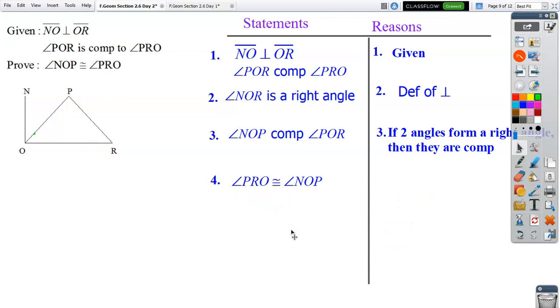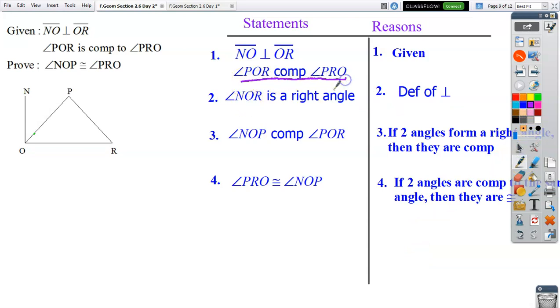PRO is congruent to NOP because if two angles are complementary to the same angle, then they are congruent. So we know in this step that POR is complementary to PRO. So POR, this angle, is complementary to PRO, this one. And we know that NOP is complementary to POR, which is this one, because they form a right angle.